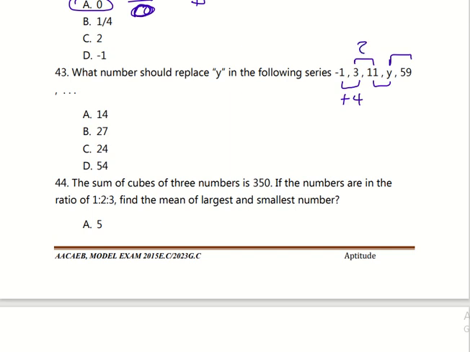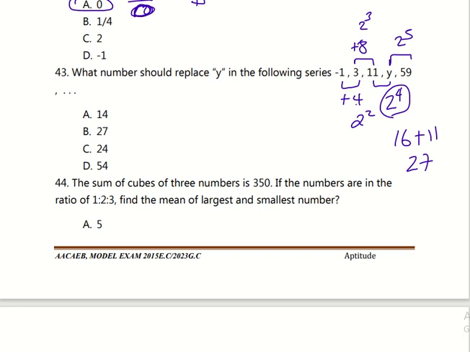This is 8. So 4 and 8 are 2 to the power of 2 and 2 to the power of 3, exponents of 2. So 2 squared is added first, and then 2 cubed. Obviously this must be 2 to the power of 4, and here 2 to the power of 5 has to be added. To the power of 4 means it is 16. So 16 plus the previous term, 11, is 27, that's y.